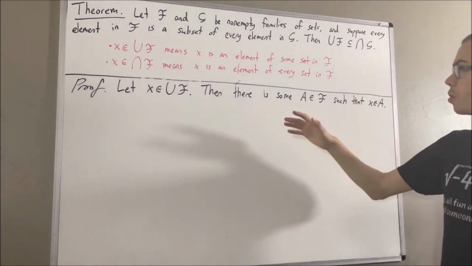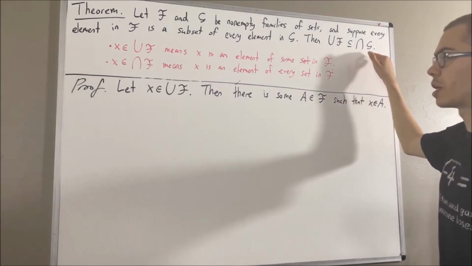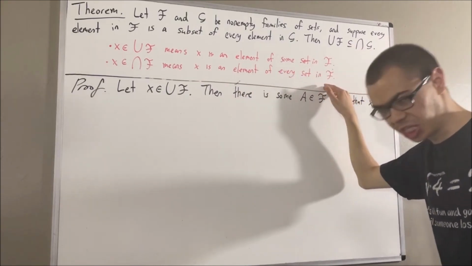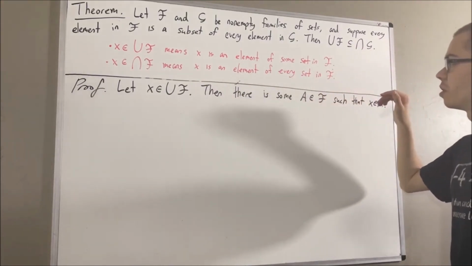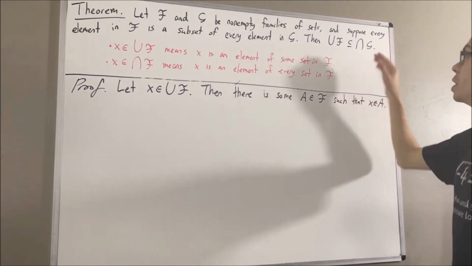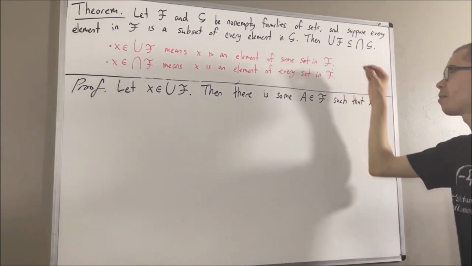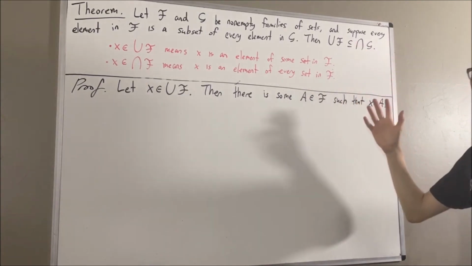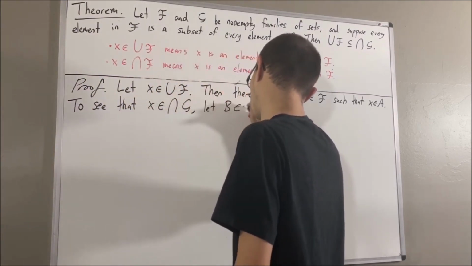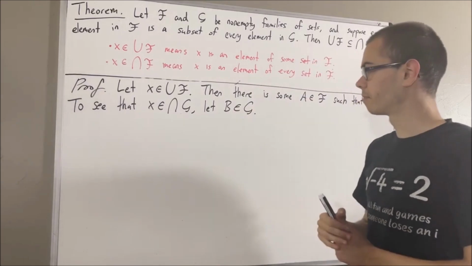Now, since we want to show X is an element of the intersection of G, what that means is we want to show that X is an element of every set in G. So, we're going to show that for all sets B in G, X is an element of B. So, give me an arbitrary set in G. I'll call it B. Our whole goal from here is to show that X lies in B.